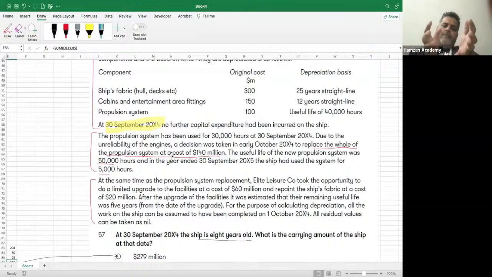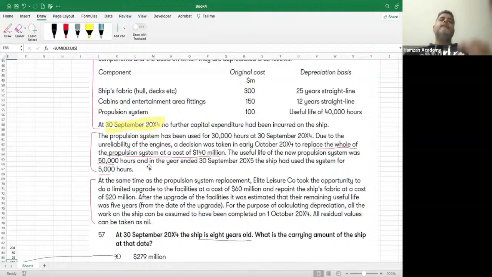Now, if we put the component accounting concept aside and look from a single asset point of view, this propulsion system had a useful life of 40,000 hours. Agreed upon? It's written right over here, I'm not saying anything from my own. The old propulsion system had a life of 40,000 hours. The new propulsion system has a life of 50,000 hours.